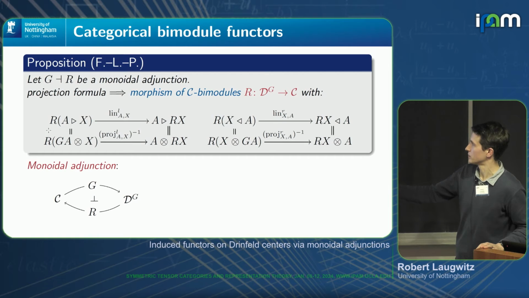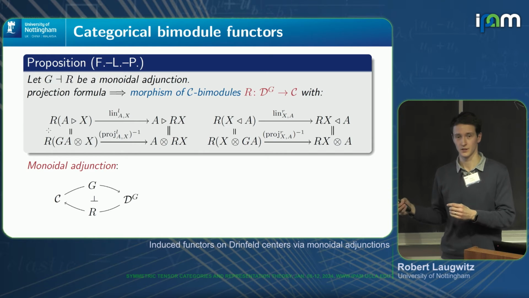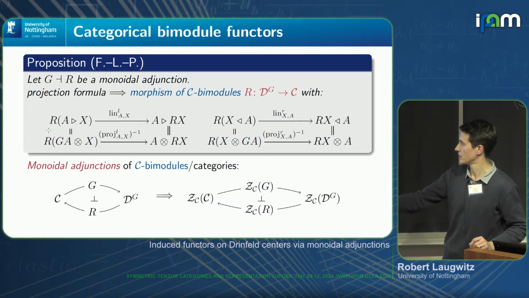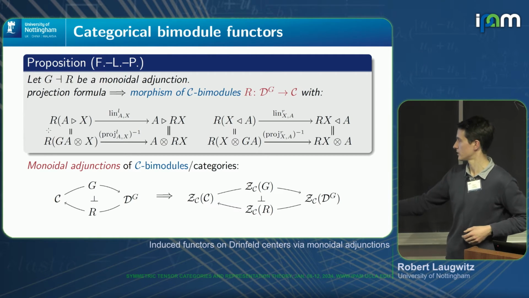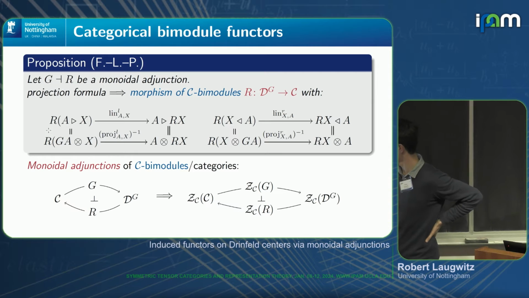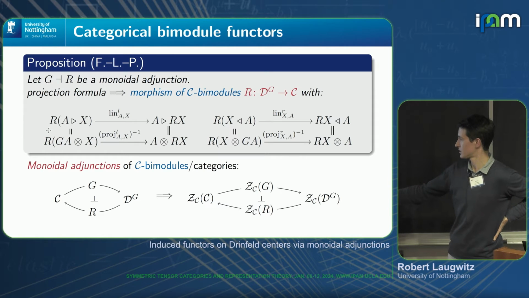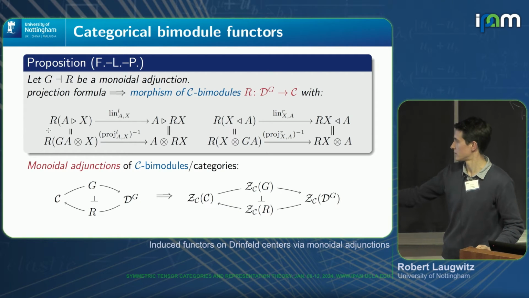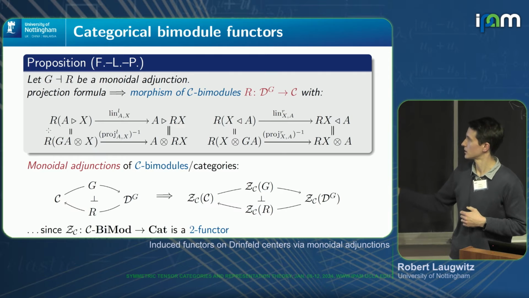And this is very good because we observed before that taking centers of bimodule categories is two-functorial. So if you put in an adjunction, you get an adjunction out of it. If you put in a monoidal adjunction, you get a monoidal adjunction out of it. And this is what happens. So we have a monoidal adjunction of C-bimodules, and then it gives one of categories if we apply the bimodule center to it. And this is very close to being an induced functor on the center. It goes from the center of the bimodule category D_G to the center of C. So now all we need to do is somehow start at the center of D rather than the center of D_G. But that step is not difficult because the center of D is contained in the center of D_G as a monoidal subcategory. So this is somehow the next step.